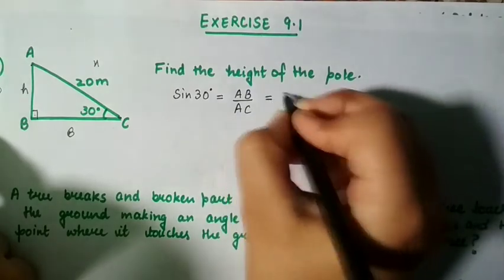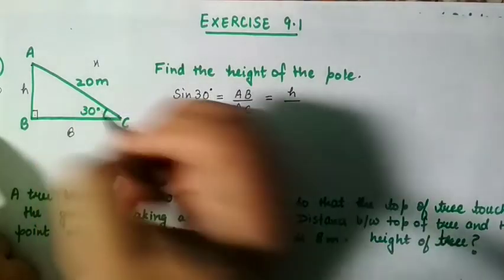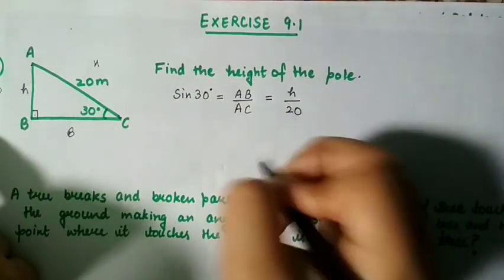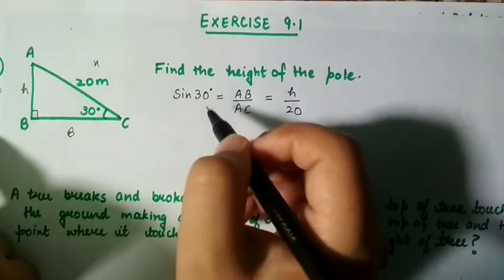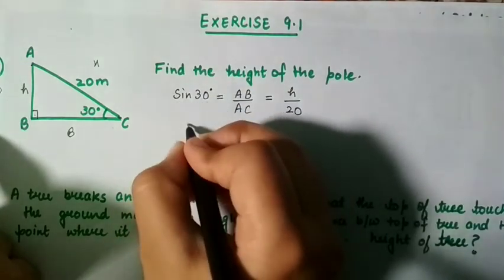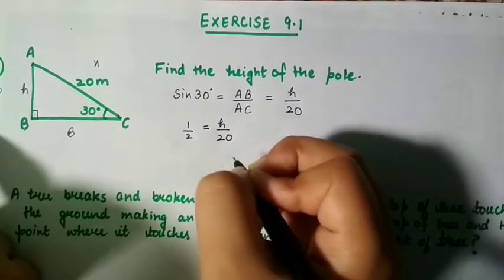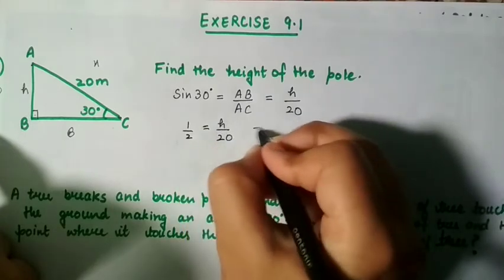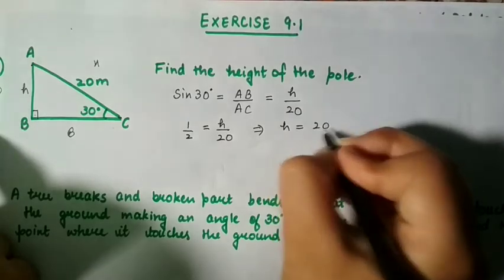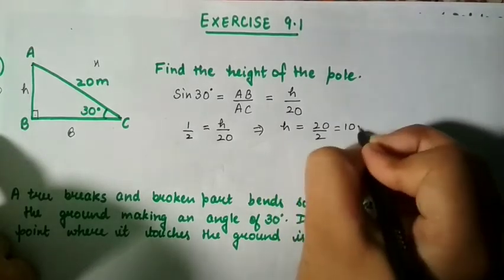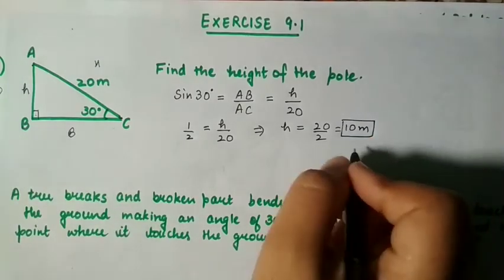Now AB is the height of the pole that we need to find out, and AC is given to be 20 meter. So 20. Now what is the value of sine 30 degree? Sine 30 degree is 1 by 2. So instead of sine 30 degree, you can write 1 by 2 is equal to h upon 20. So we have to find h. It means h is equal to, if you cross multiply, 20 upon 2, that is 10. So 10 meter is the height of the pole that we wanted to find.